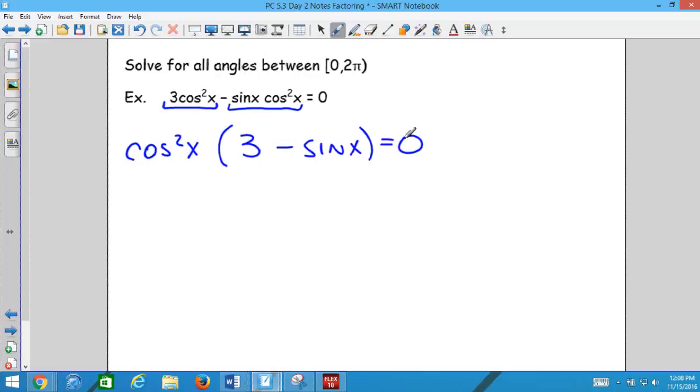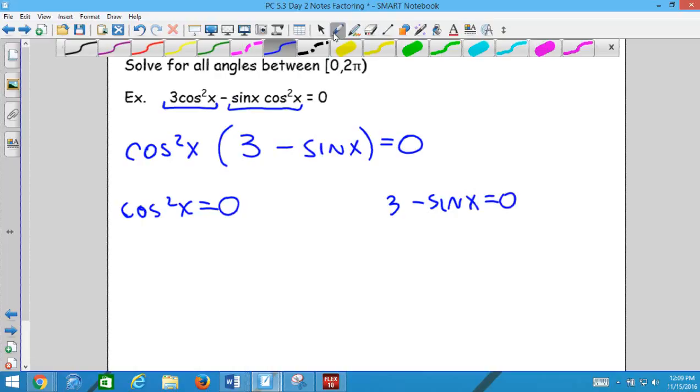And now it's factored. And what do we do with each factor? Set equal to 0. Excellent. So we have cosine squared x equals 0. We also have 3 minus sine x equals 0. And now it's just like what you were doing for your assignment yesterday. We're just going to solve each part.